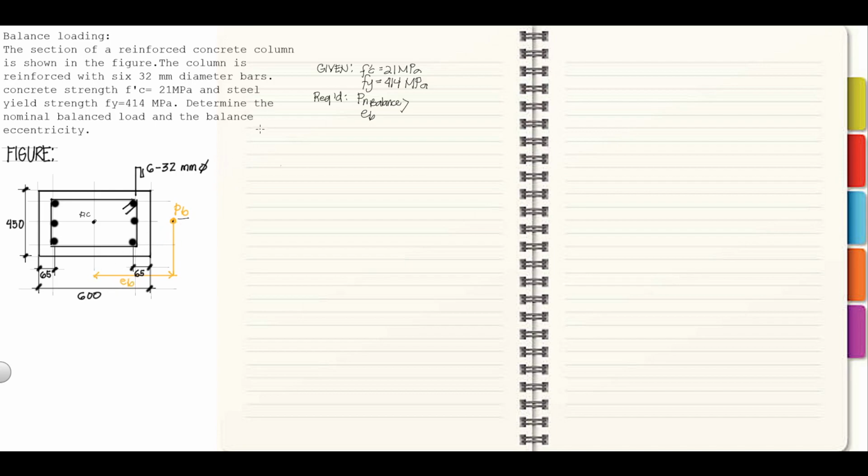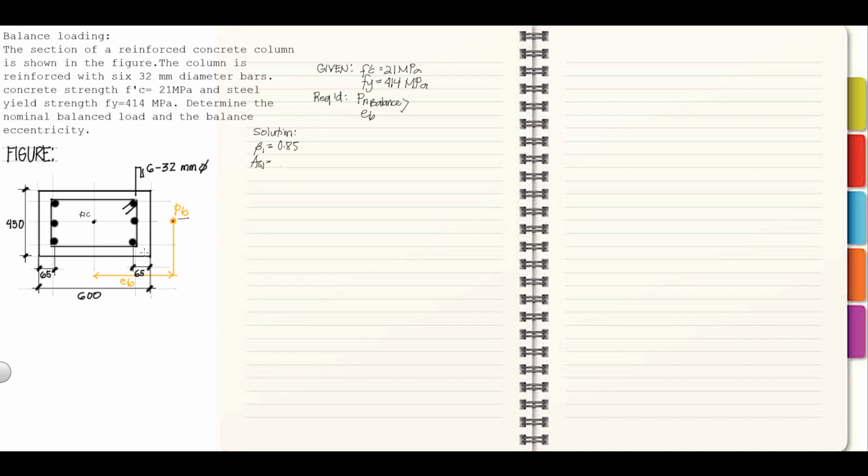Okay, so let's go to the solution. Before we discuss how to solve PB and EB, kunin na natin muna yung mga value na kinakailangan natin. The first value is the beta 1. So beta 1 is 0.85, tama ba? Because our f prime c is only 21. And then also we need to solve AS1.